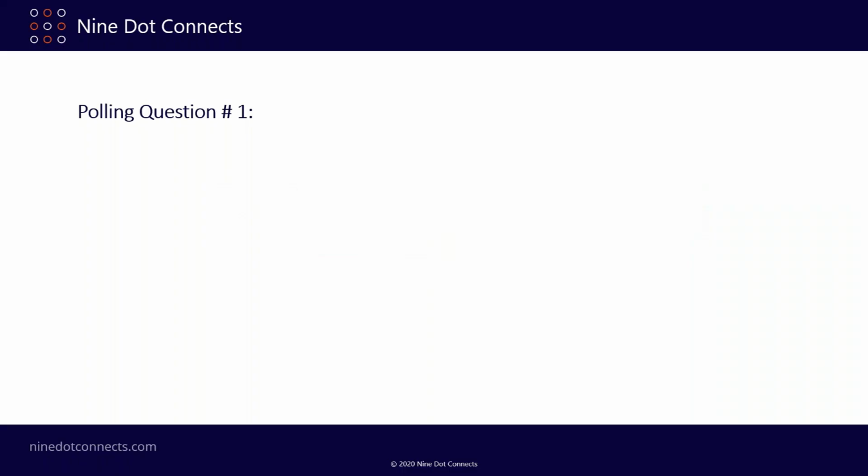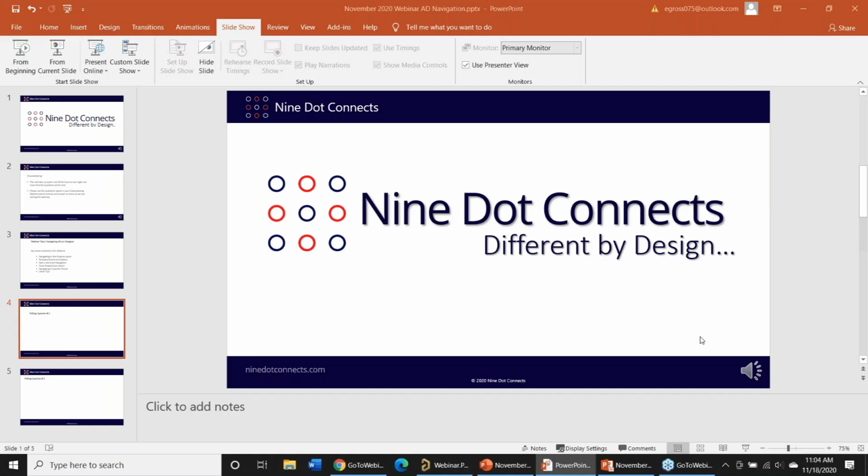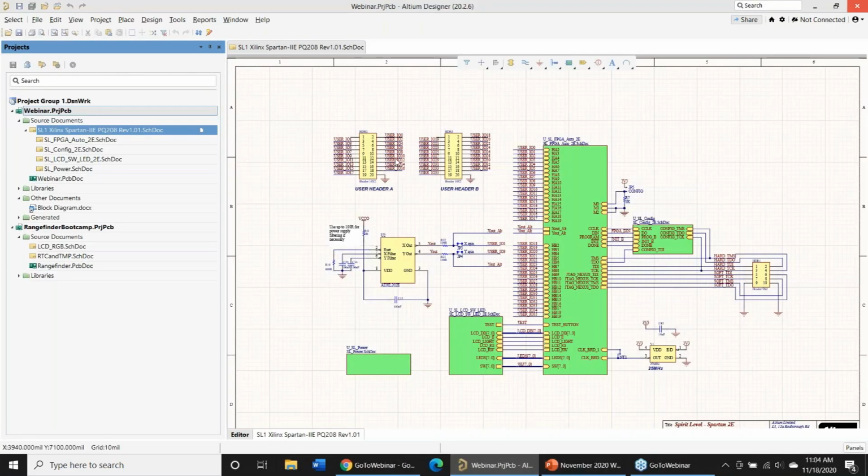So let's go ahead and get into Altium, and let's start up here. I'm going to start up in the projects panel. There's a few things we can do in the projects panel for navigation. Some of it has to do with looking at files, and some of it has to do with navigating in the design.